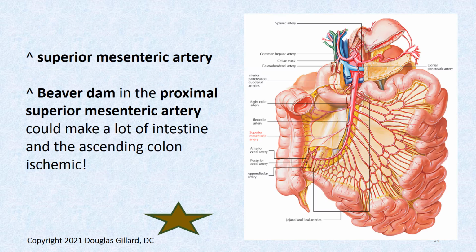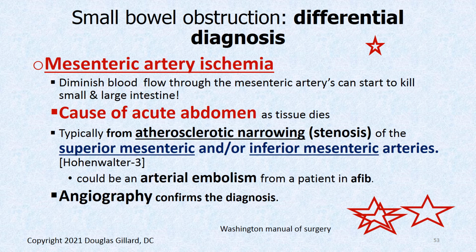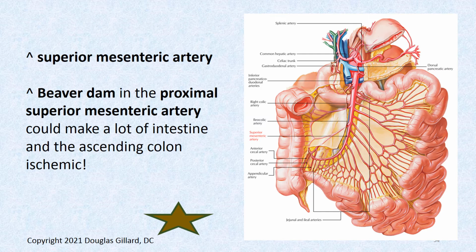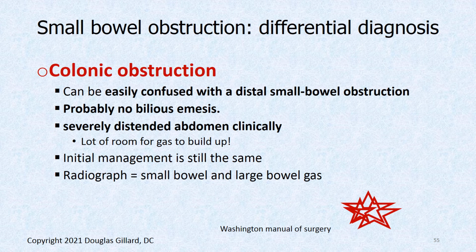Another differential diagnosis, let's see, we've got ischemia and colonic obstruction. So maybe you have a tumor growing, colon cancer, and you get a beaver dam going down there. So that could be another differential diagnosis. Pretty hard to tell the two apart.